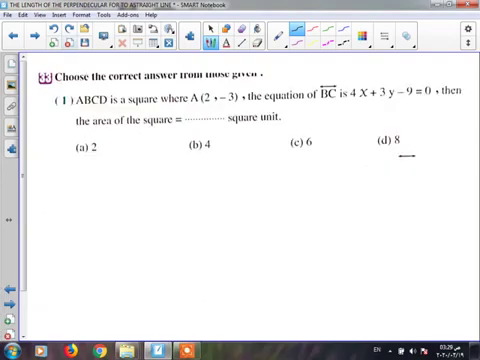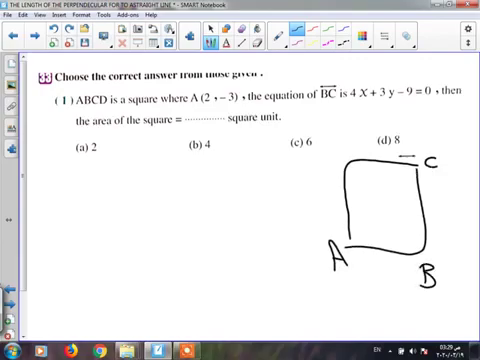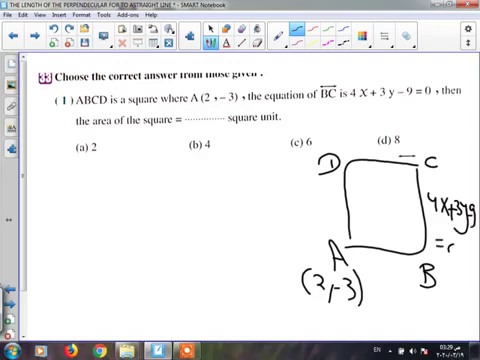You have a square ABCD, and the point A is (2, -3), and the equation of the straight line BC is 4x plus 3y minus 9 equals 0. He asked to find the area of the square. If you find the length of AB, the perpendicular distance from A to the straight line BC, now we have the side of the square, and you can get the area of the square.